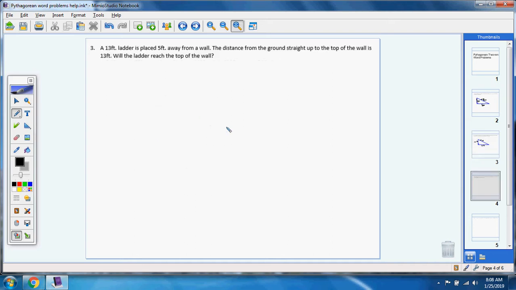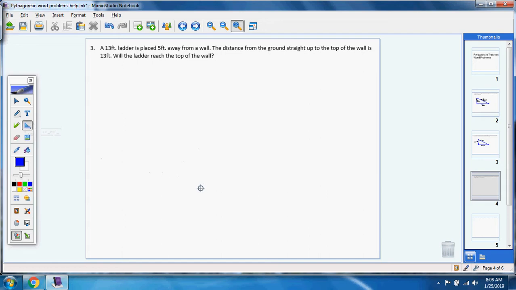All right, we are on number 3 now. So this one gets a little bit more in depth. It's not just a straight, okay, what's the answer? It's find an answer and then does it work? Kind of similar to some of the problems on last night's homework. So we're going to go ahead and again sketch a right triangle.